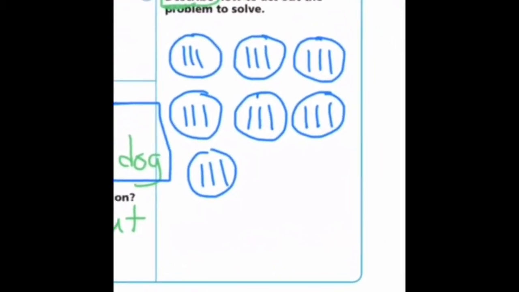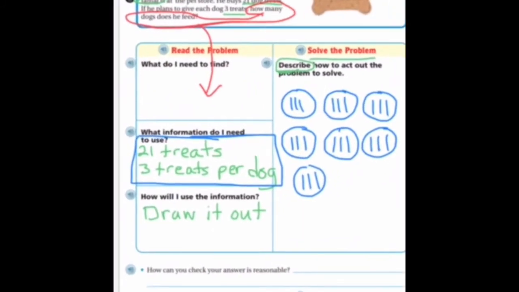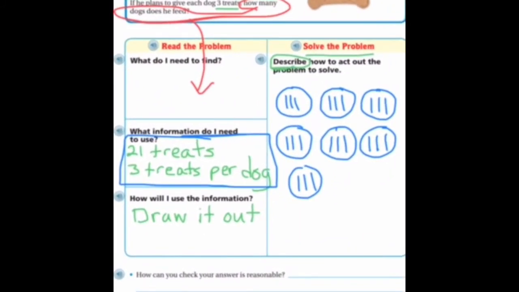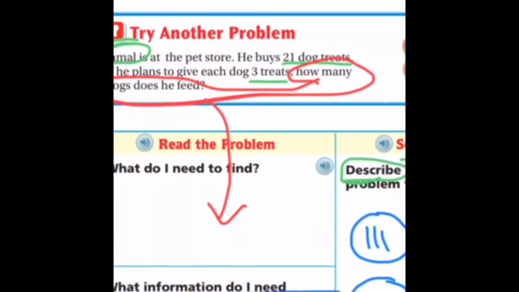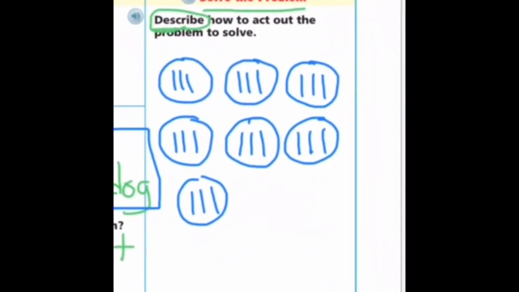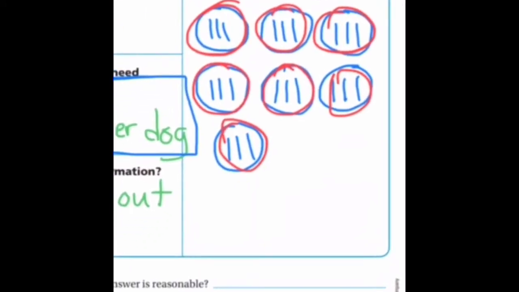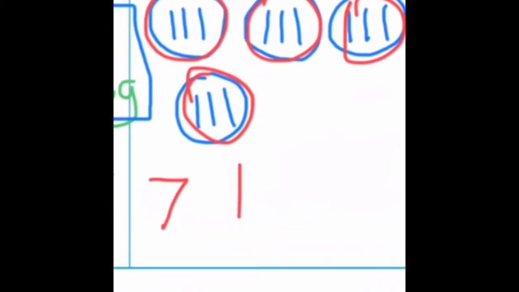And now, I don't have an answer yet though, right? Because the question was, how many dogs? Let's look at that again. How many dogs does he feed? Okay, so we have dogs, each dog getting 3 treats. Let's count up our dogs then. There's 1, 2, 3, 4, 5, 6, 7. 7 dogs.